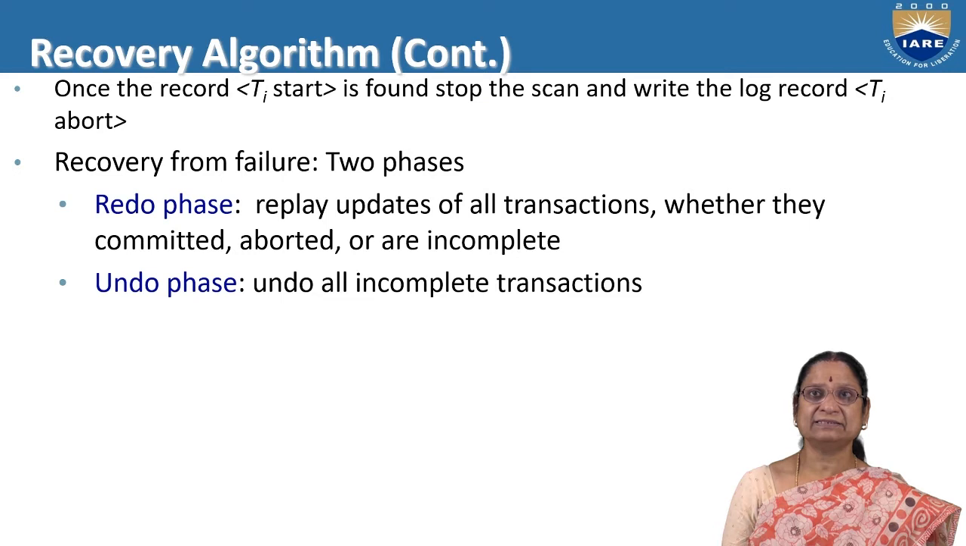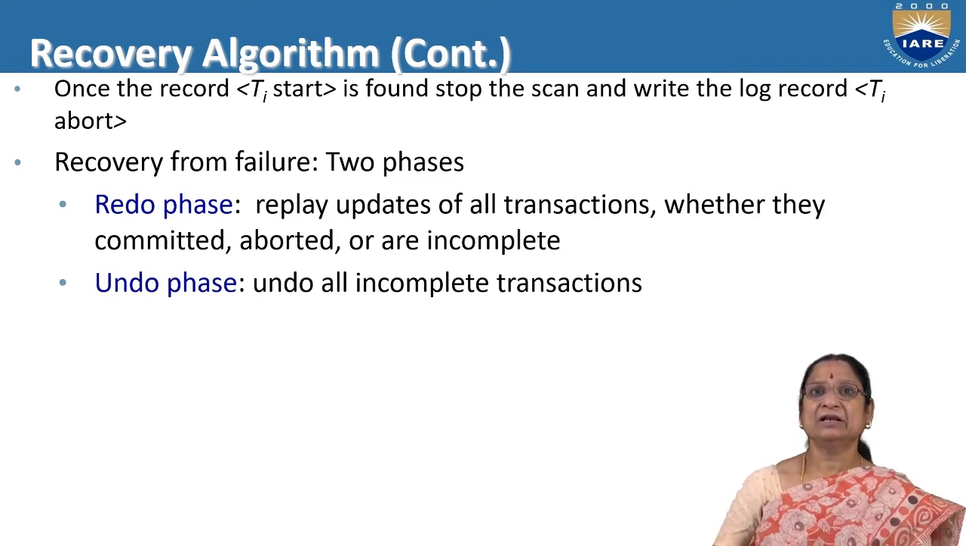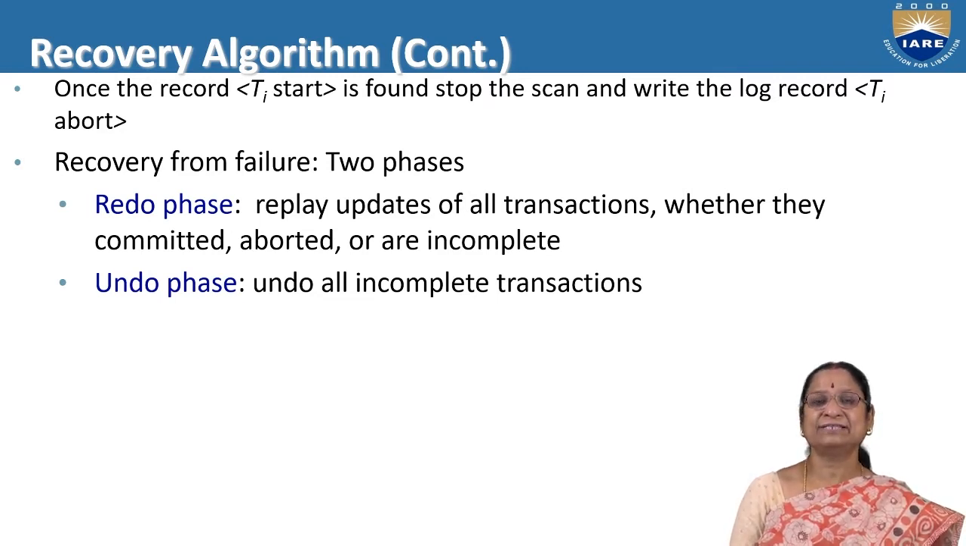Once the record Ti start is found, stop the scanning and write the log record Ti abort. That means we start from the end and move upward through all log records belonging to Ti, and for all of them this process is applied. When we reach Ti start, the process is stopped. After this process stops, Ti is rolled back, meaning aborted. That's why Ti abort is written into the log.